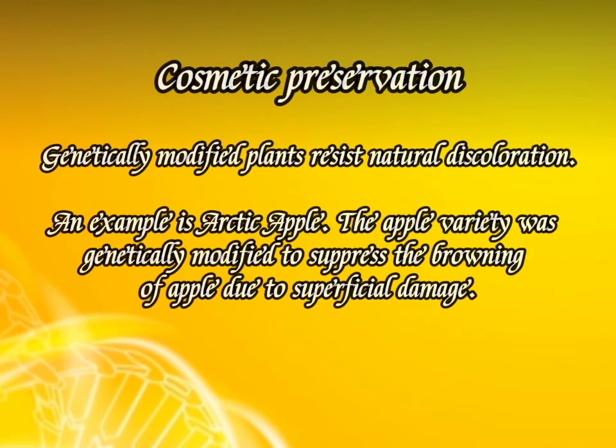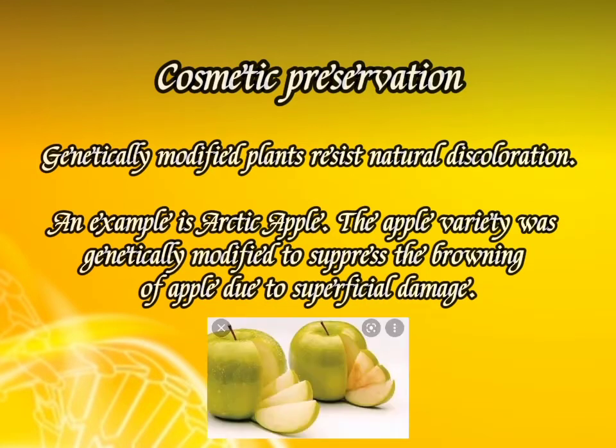So for number 5 we have cosmetic preservation. Genetically modified plants resist natural discoloration. An example is the Arctic apple. The apple variety was genetically modified to suppress the browning of the apple due to superficial damage. From the word preservation, meaning tumatagal. So the example for this is the Arctic apple.